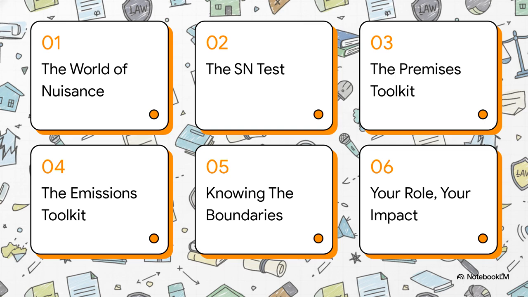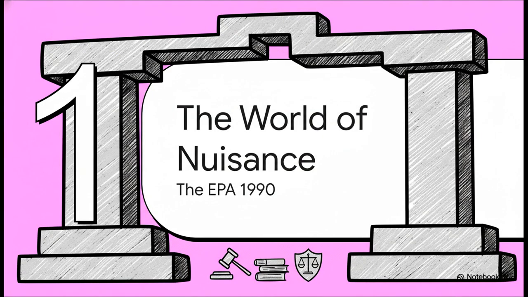So here's how we're going to break it down. Think of it like a tour of your professional toolkit. We'll start with the legal lay of the land. Then we'll zero in on the one crucial test you have to apply every time. After that, we'll literally open up the toolkits for premises and for emissions, figure out the boundaries of your powers, and then we'll wrap up by looking at the impact you have. First things first, let's get our bearings.